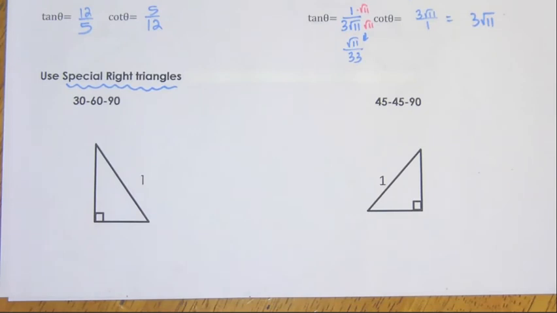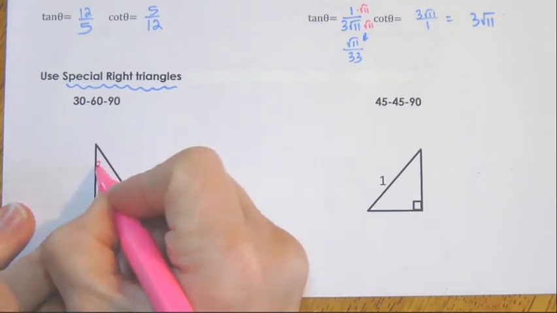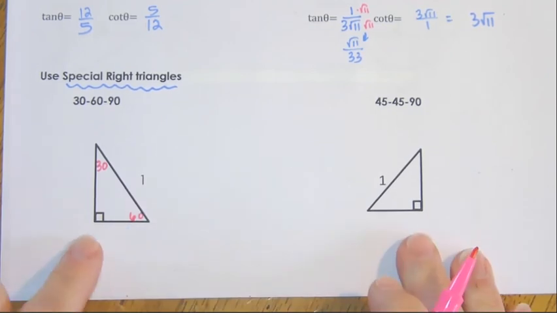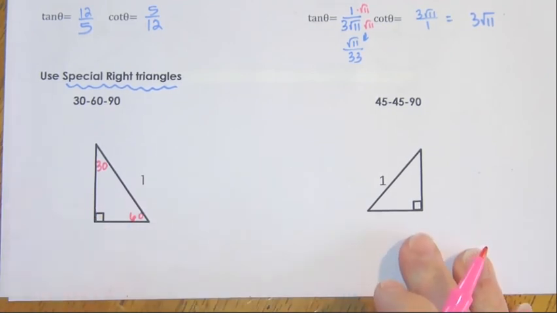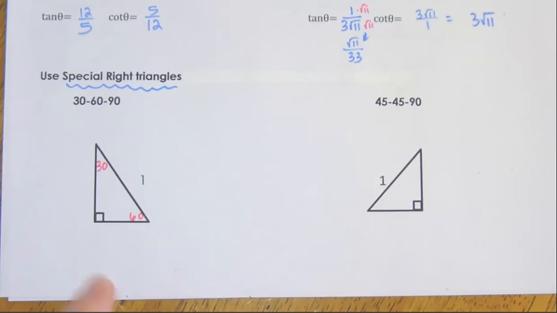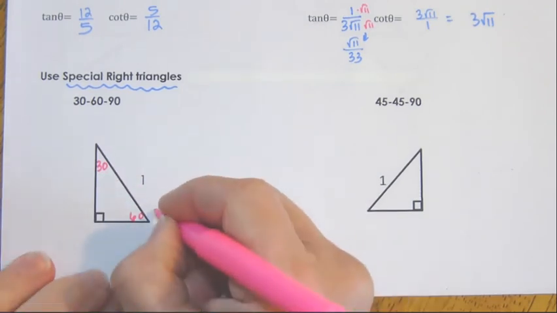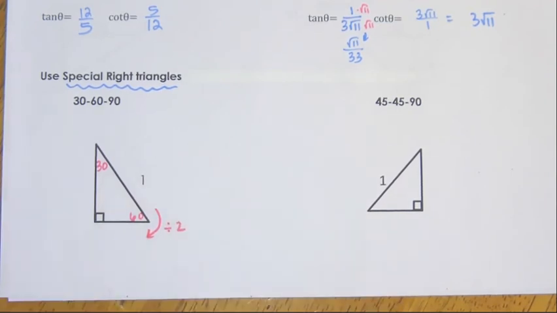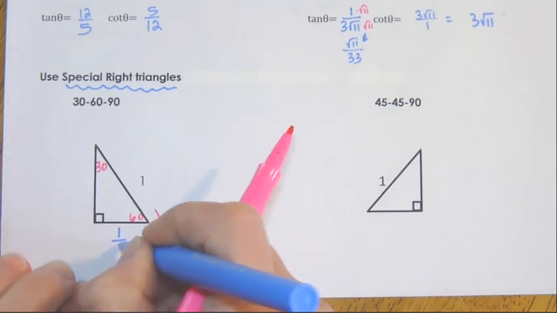So in a 30, 60, 90 triangle, you have a 30-degree angle, you have a 60-degree angle, and then of course you have a right 90-degree angle. Now, we call this side down here the short side. And to get from the hypotenuse to the short side, you're going to divide by 2. So if this hypotenuse is 1, if I divide by 2, that's going to give me 1/2 for my short side.